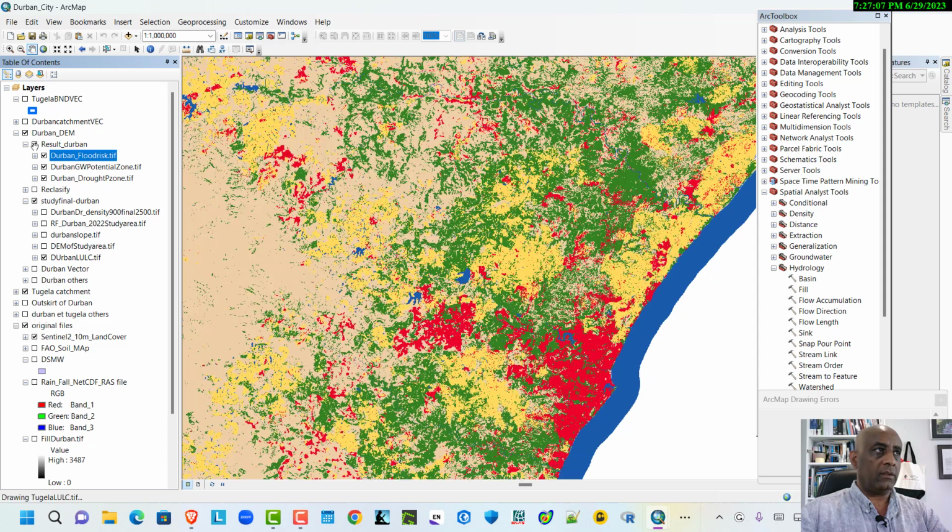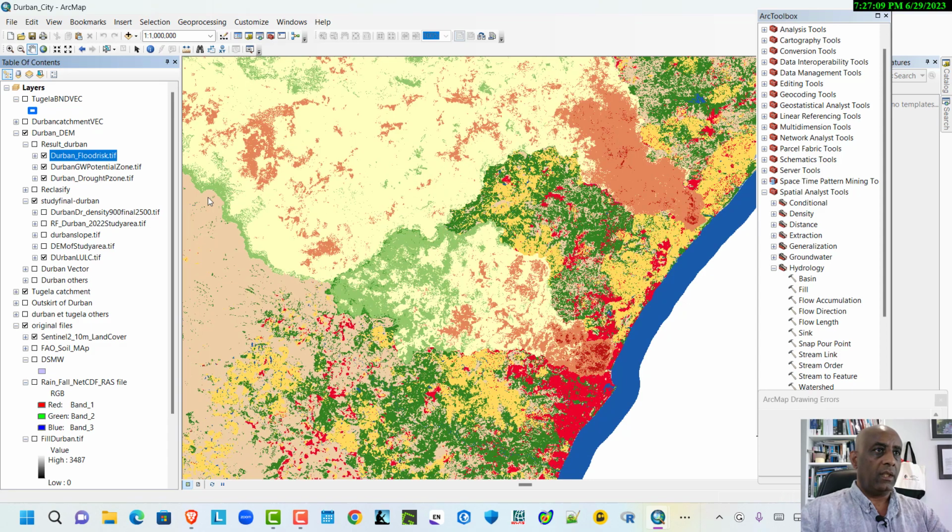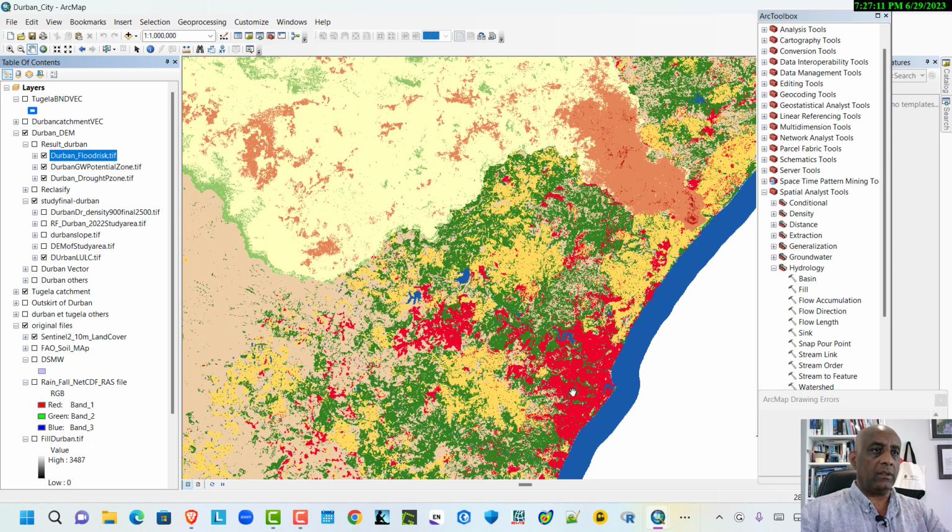This is the land cover. This is the Durban area. That is the Inanda Dam. There is a small dam around. This is the Albert Falls, and this is Midmar.